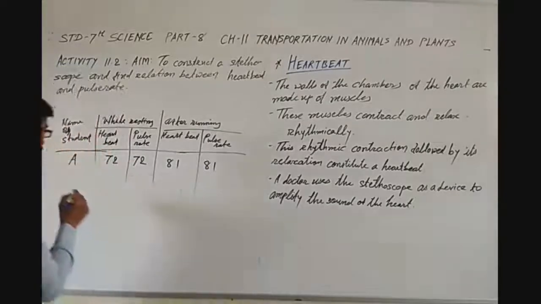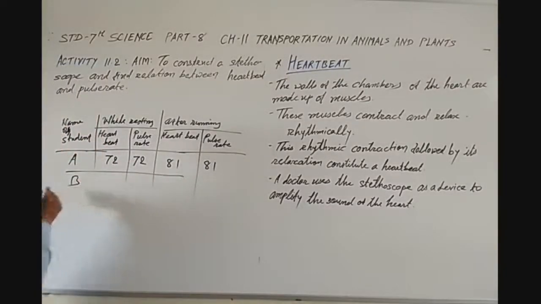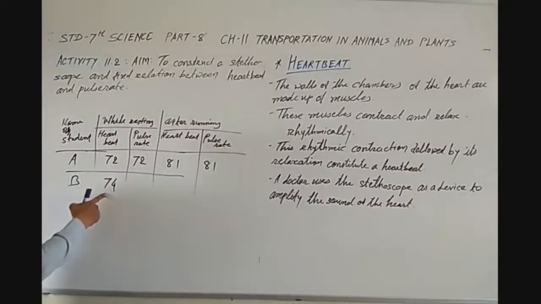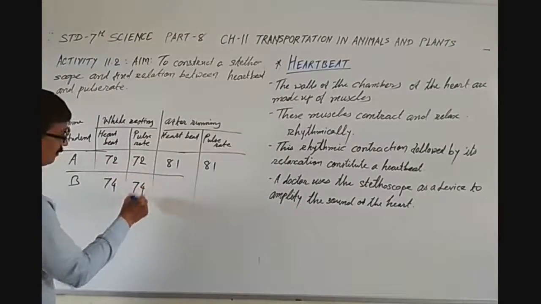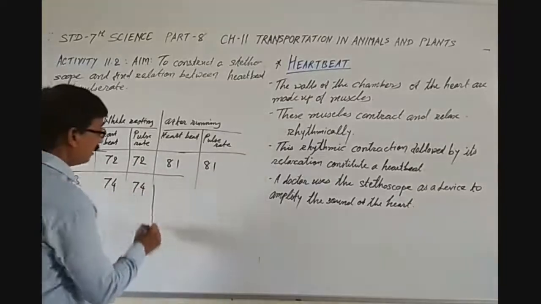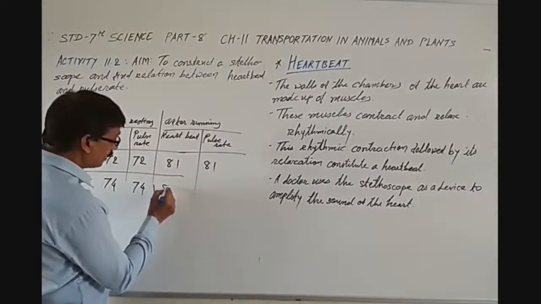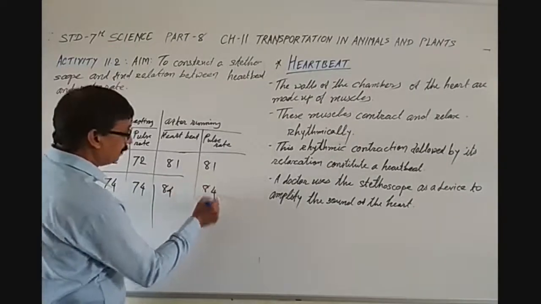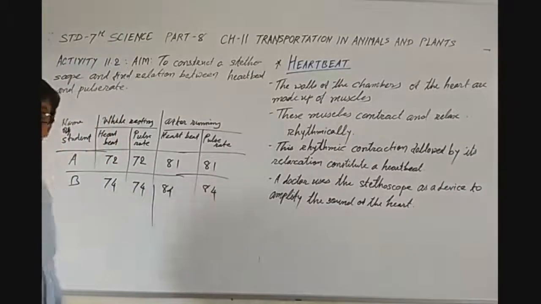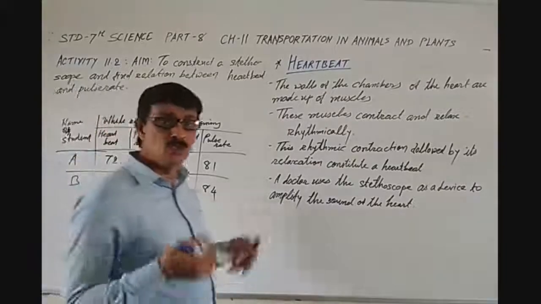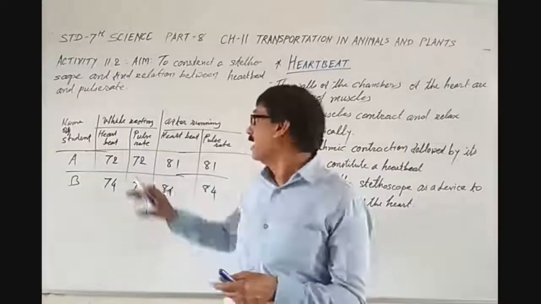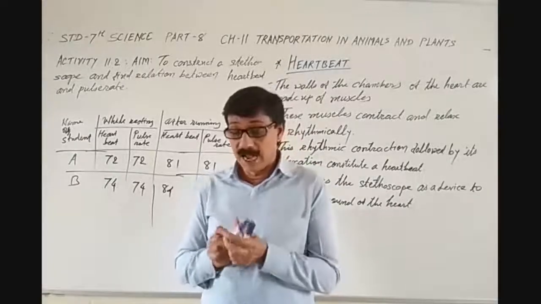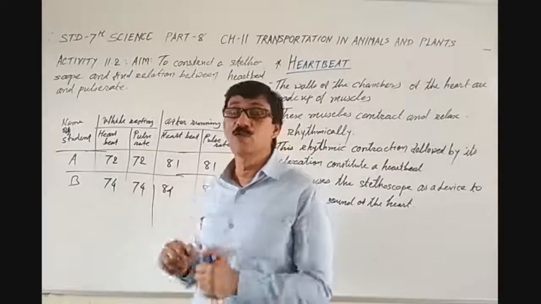Okay, and let's go for the second also. Suppose the name is B, and if the heartbeat is 74, then pulse rate also will be 74. And if the heartbeat is say 84, then pulse rate also will be 84. So you go for 2 to 3 to 4 to 5 of your friends and find out the heartbeat and pulse rate. Now, after this activity, what is the conclusion?